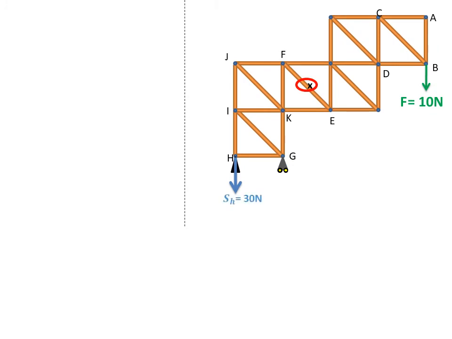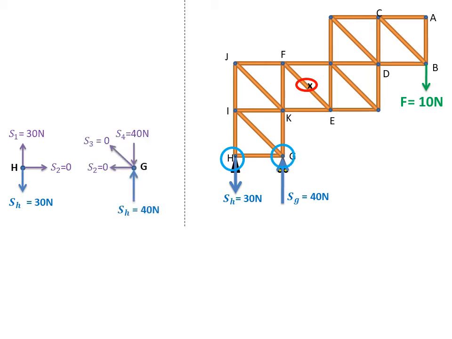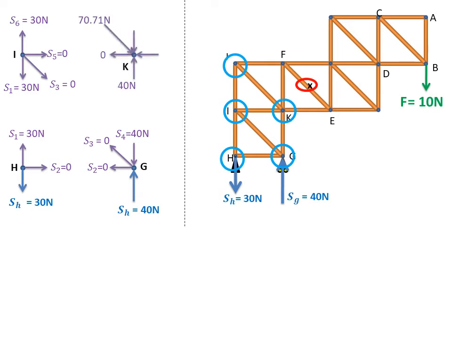After finding reaction forces at the supports, we can consider joint H and apply equilibrium conditions to find member forces S1 and S2. After that, we consider joint G, and then joint I, and then joint K, until we reach joints at member X. Although we can calculate fewer joints by starting from H, this method is still time-consuming when there are many joints and members.